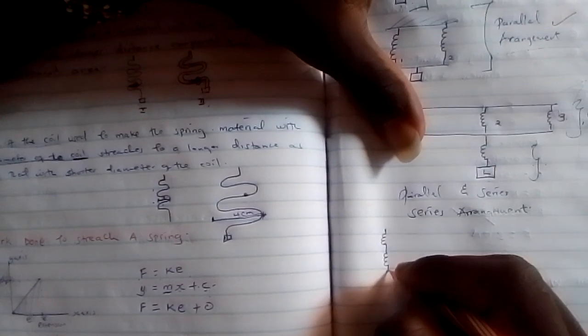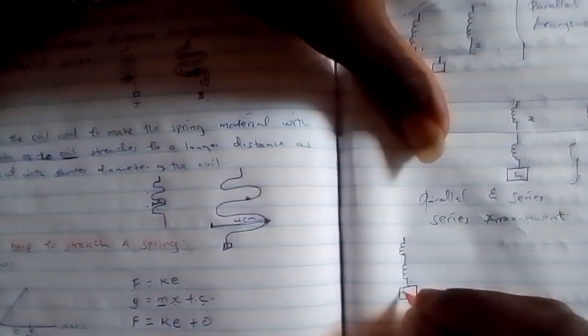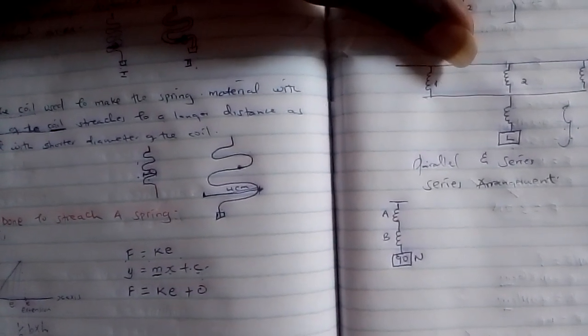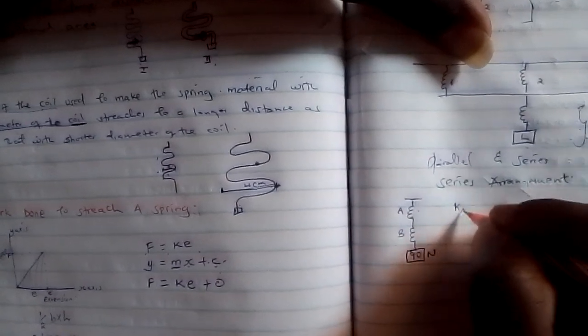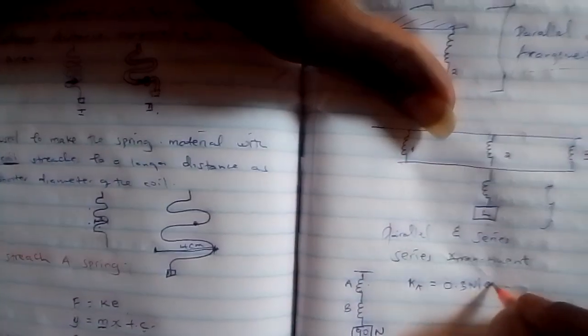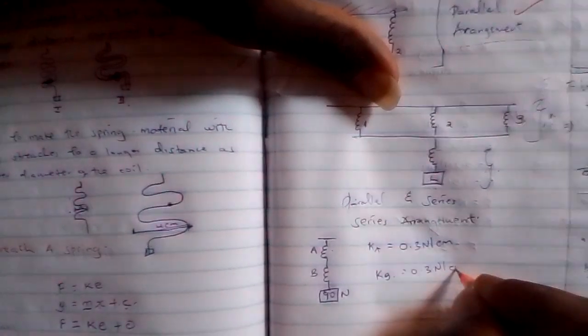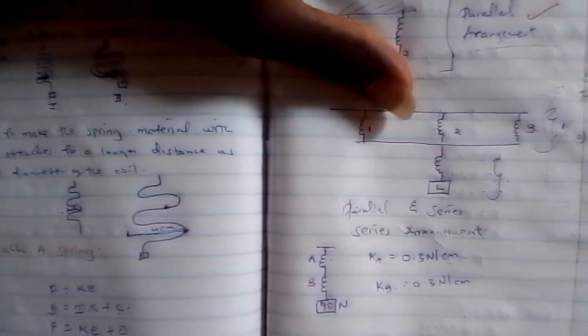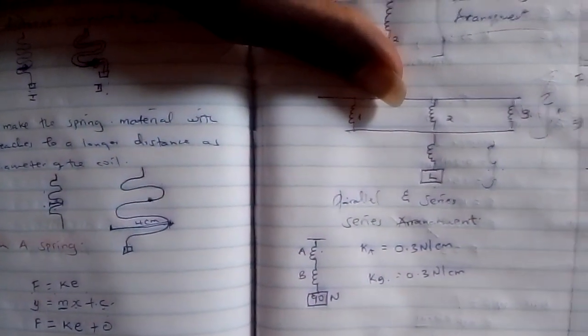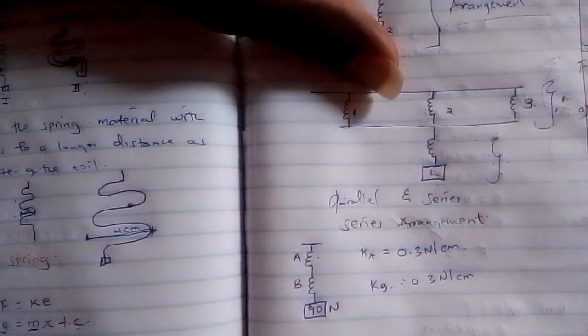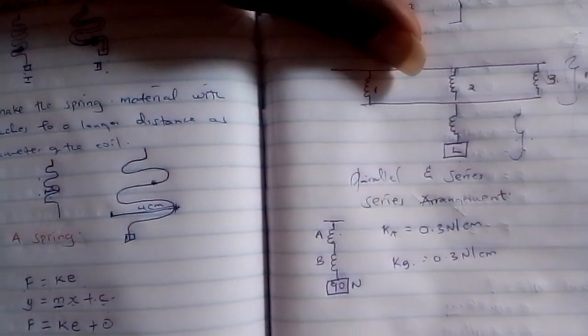We have a spring here, merged with another spring. Then it has a load of 90 newtons. This is spring A, this is spring B. Now we've been told two identical springs, each of spring constant 0.3 newtons per centimeter. The spring constant of spring A is 0.3 newtons per centimeter, and the spring constant of B is 0.3 newtons per centimeter, because we are told each has spring constant 0.3 newtons per centimeter, arranged in series, and the weight of 90 is attached at the end of spring B.